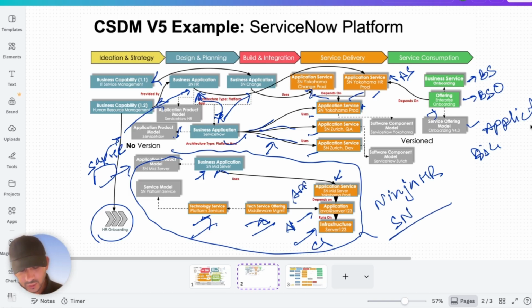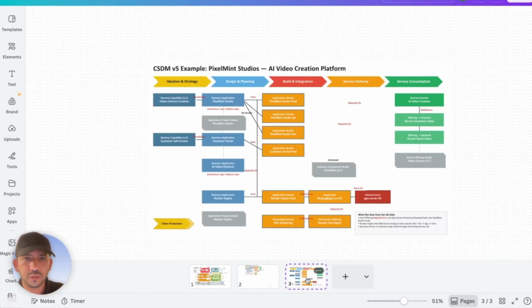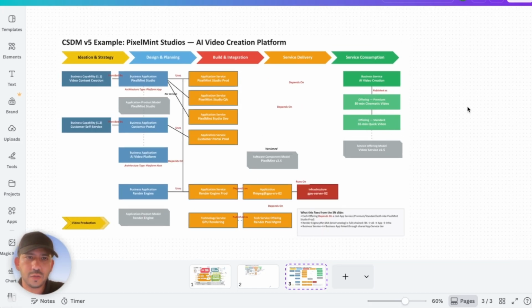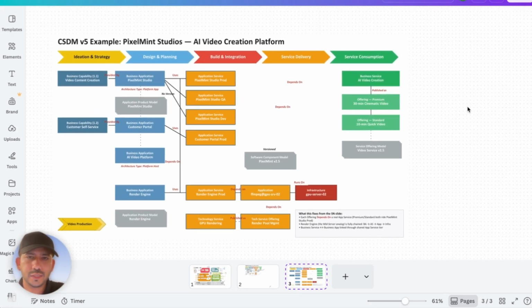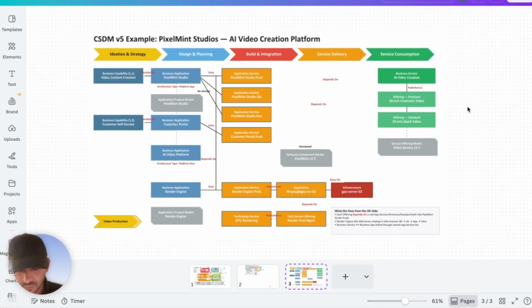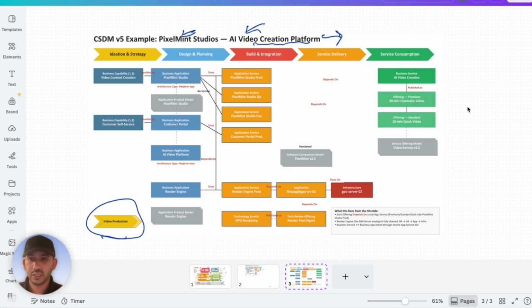So what I wanted was to have one example where everything gets connected, and that's why I created this one. So I'll show you over here. Pixel Mint Studio. Now, this small business application is a video creation platform. So this is the Pixel Mint Studio, and it is a video creation platform. It offers two services. So the main thing is it can be used for video production. Now it offers two services.